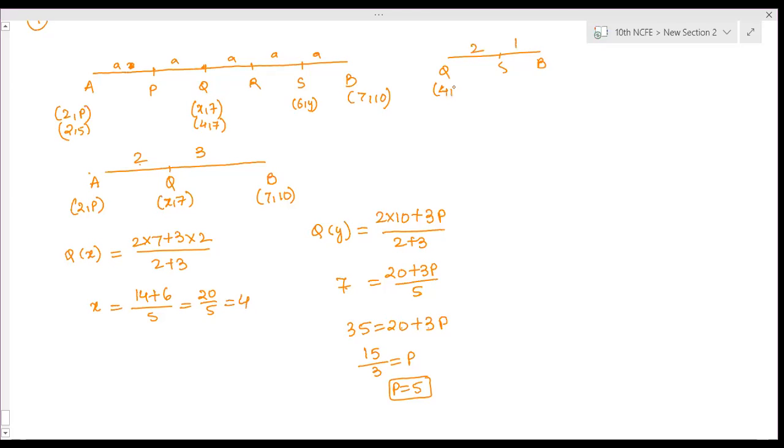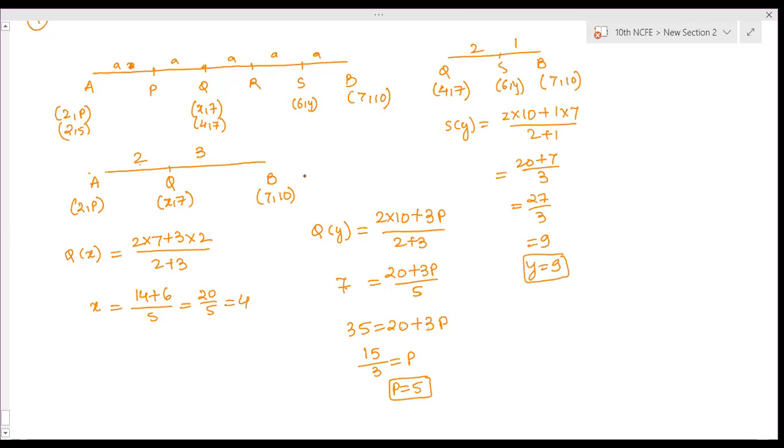Q is 4, 7. S is 6, Y. B is 7, 10. So Y coordinate is 2 into 10 plus 1 into 7 by 2 plus 1. 20 plus 7 by 3. 27 by 3. That is 9. So the value of Y is 9.